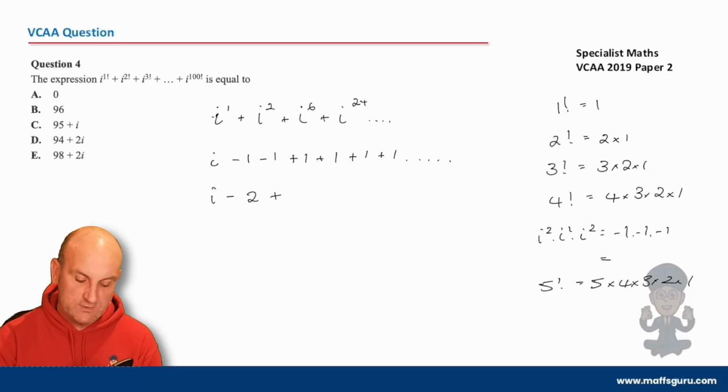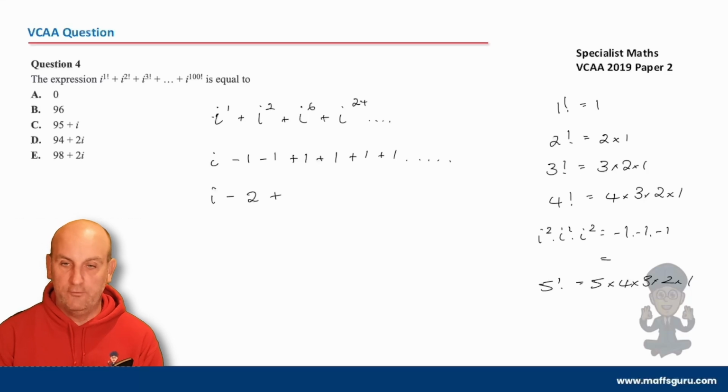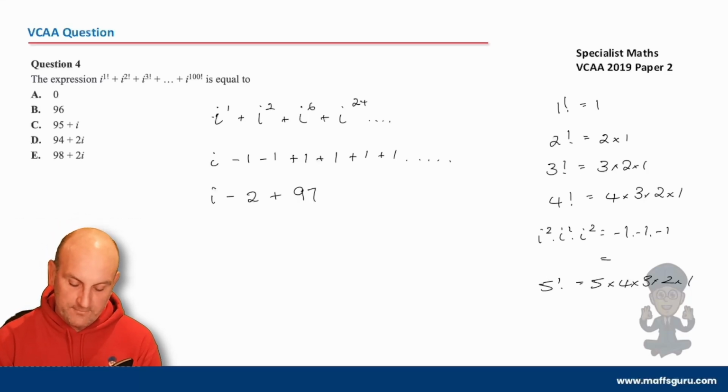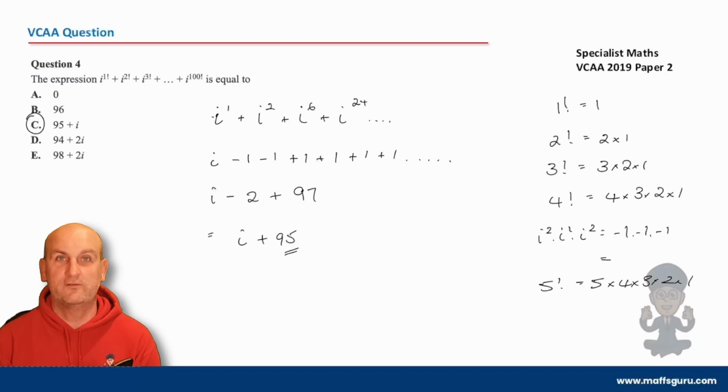Well, it's going between 1 and 100. So we've already got 1, 2, 3 of them that are not included in the 100. So that's 97 of them that are going to be equal to 1. So in which case we're going to get i plus 95, which tells me, therefore, that C is going to be my correct answer.